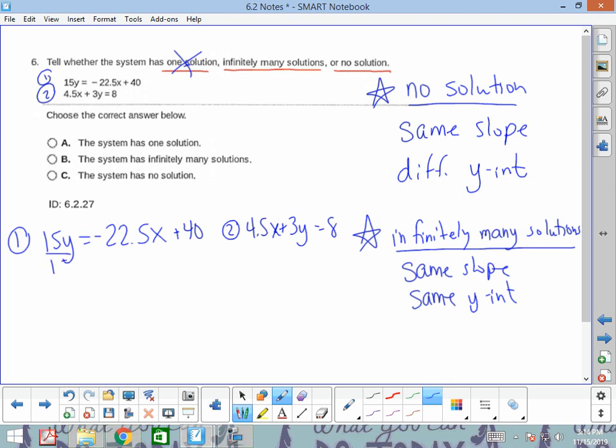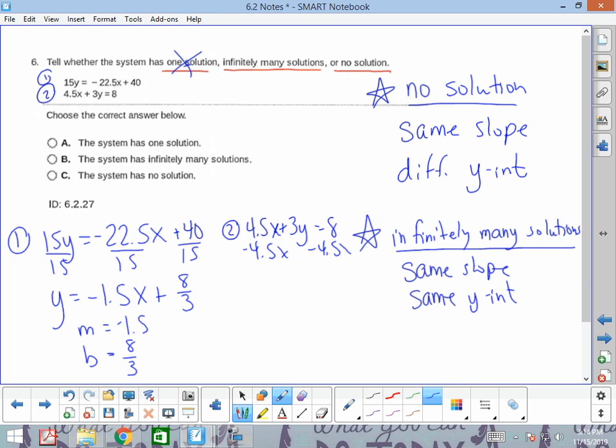So I'm going to divide by 15 over here for every term. Now, negative 22.5 divided by 15 is negative 1.5x, plus 40 over 15 reduces to 8/3. So the slope is negative 1.5. The y-intercept is 8/3. Over here, I need to subtract 4.5x, and I get 3y equals negative 4.5x plus 8 over 3.